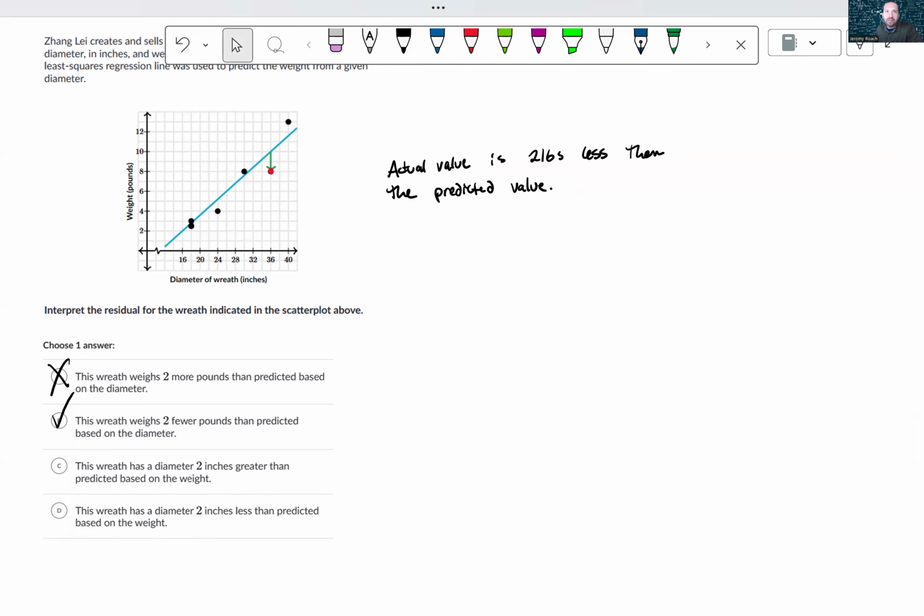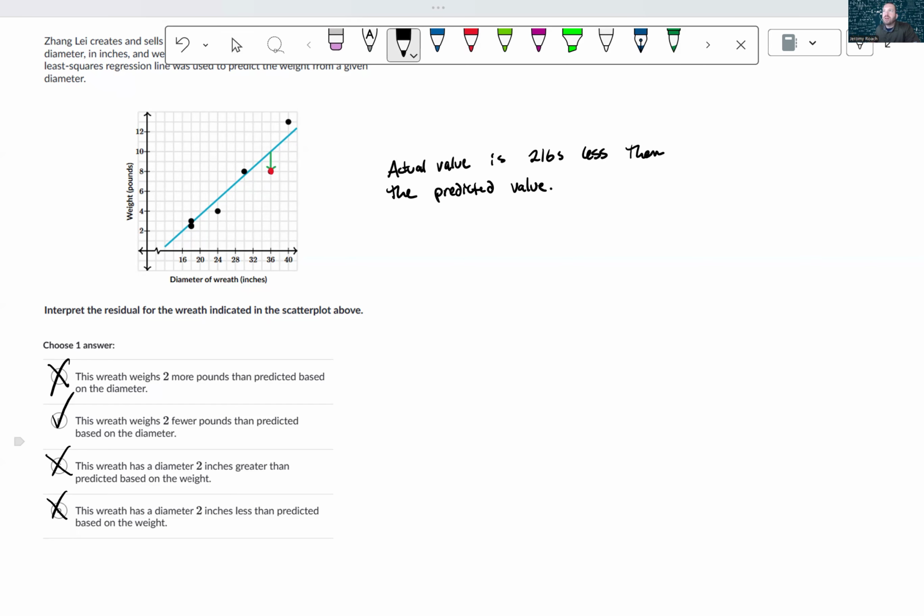C says the wreath has a diameter of 2 inches greater than predicted based on the weight. Well, the diameter isn't bigger, the weight is less, so not C. And it says the wreath has a diameter of 2 inches less than predicted. Again, our diameter is still 36. We have less of a weight. So we're going to cross out D. All right. So that's two different ways of calculating and interpreting residuals.